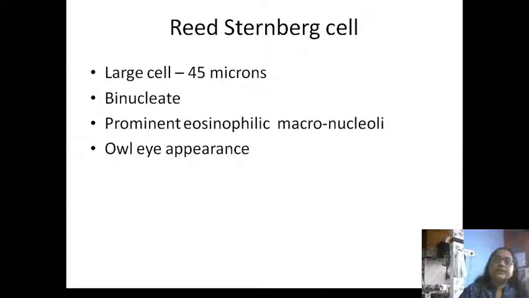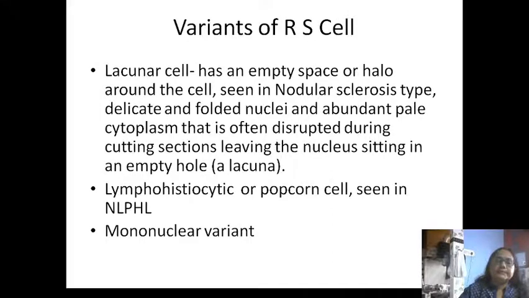These Reed-Sternberg cells are very large, binucleate cells, having prominent eosinophilic nucleoli, giving them an owl-eye appearance. Now, the Reed-Sternberg cell is not only the classical type. There are various variants of Reed-Sternberg cell, like the lacunar variant, which has an empty space or halo around the cell, and it is seen in the nodular sclerosis type of Hodgkin's lymphoma. It has a delicate and folded nucleus and pale abundant cytoplasm that is often disrupted at the time of tissue processing. So it gives an impression as if the cell is sitting in a hole, in an empty space or a lacuna.